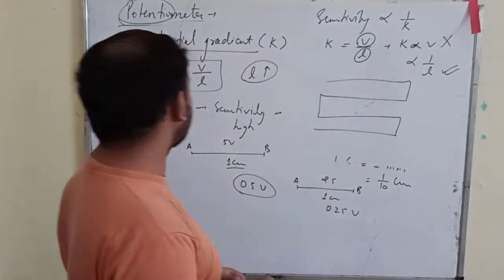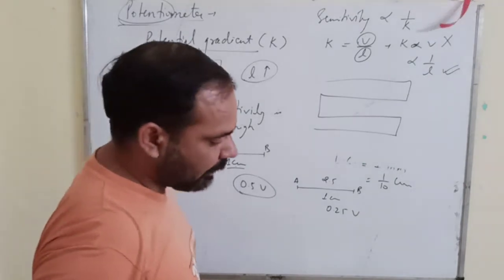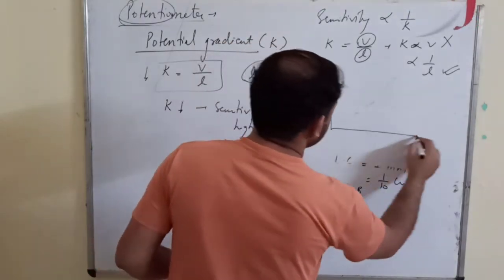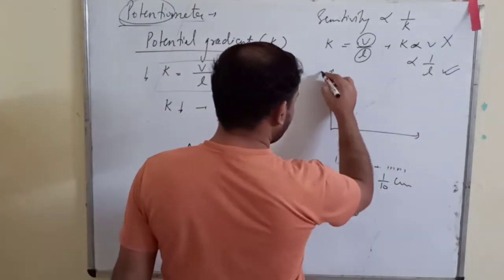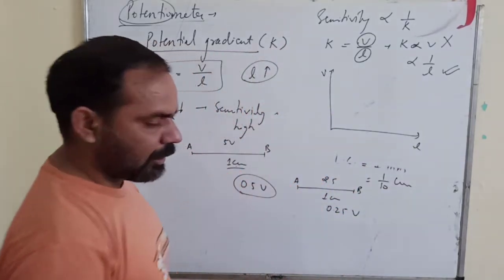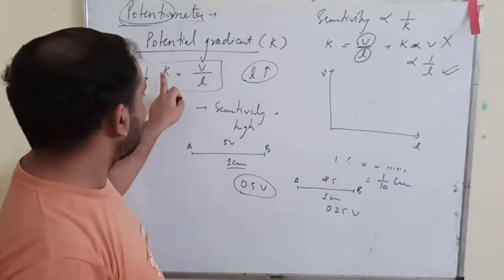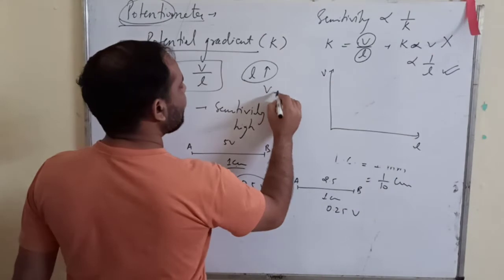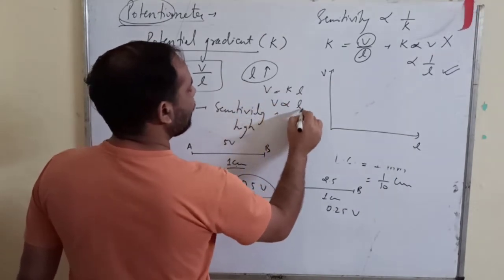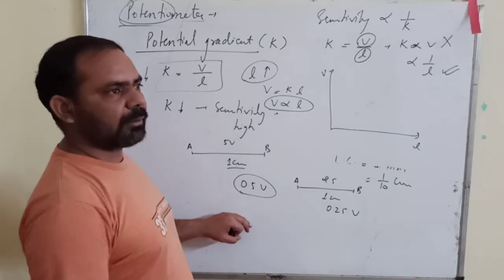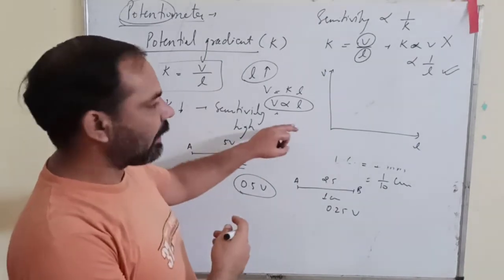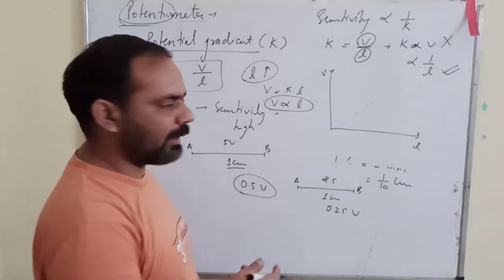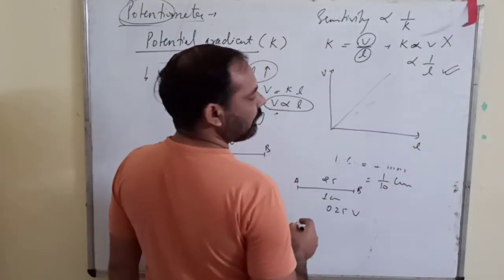Okay, this is related to potential gradient. Now if you draw the graph for V and L, this V is the potential drop. The K value is constant, so you can write V is equal to KL, or V is proportional to L. That was the principle of working of the potentiometer. According to it, the potential drop is directly proportional to length, so your graph must be a straight line.